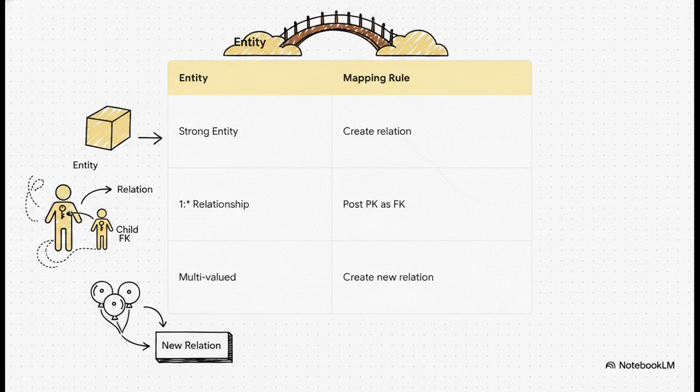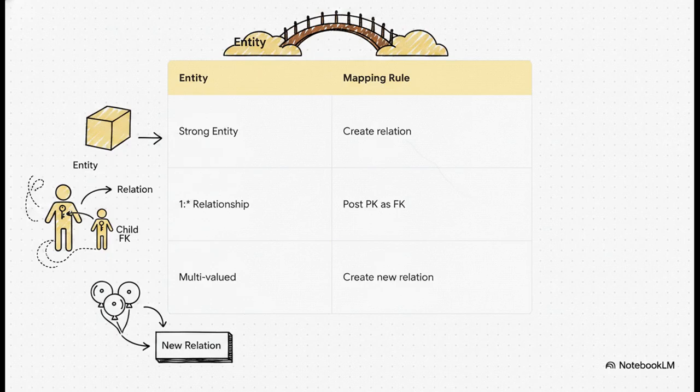For a strong entity, it's simple. We just create a new relation or a table and include all of its simple attributes. But when we hit one-to-many relationships, well, that's where the real magic of database structure happens. We like to use a parent and child analogy here. The entity on the one side becomes the parent, and the many side becomes the child. To link them up, we just post a copy of the parent's primary key into the child relation to act as a foreign key. It's kind of like giving the child a genetic marker so we always know exactly who the parent is.